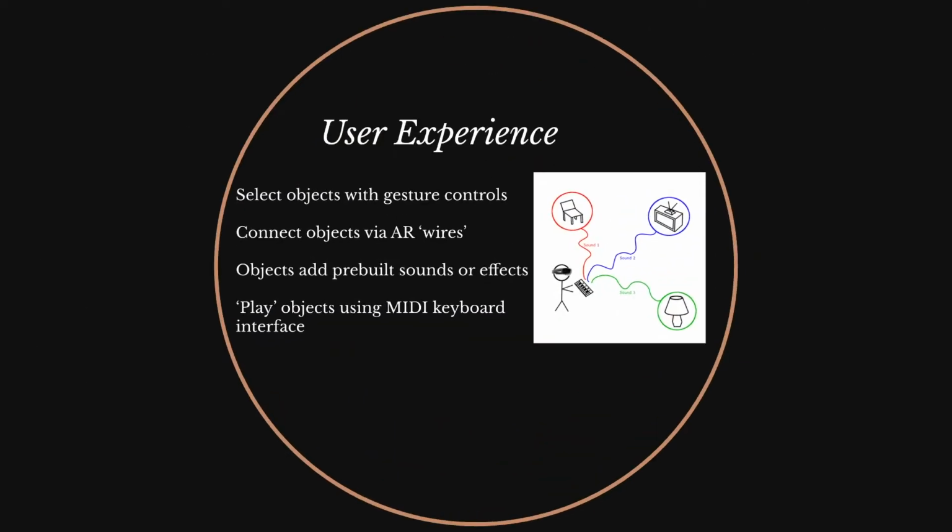The basic user experience loop of SoundAround is pretty simple. The user will select objects for recognition using HoloLens finger gesture controls. Each object will have a single sound effect associated with it based on the properties that Vuforia recognizes. These objects can be wired to each other and to the MIDI keyboard using gesture controls to create a sequence that can be controlled by the keyboard.